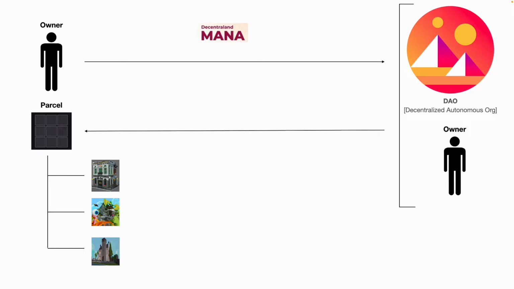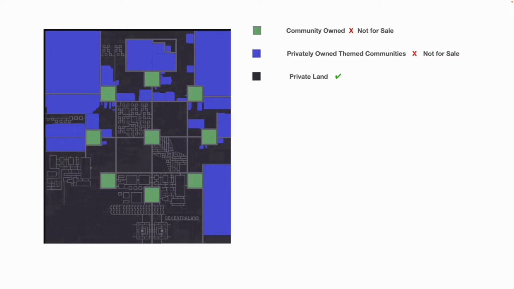On the parcels, they can create static scenes and interactive experiences. Some parcels are held by the community and organized into districts and themed communities. As you can see in the Decentraland map, parcels marked in green are owned by the community, which are not for sale, and purple ones are privately owned themed communities, again not for sale. Finally, the private lands marked in gray are the ones available for sale or purchase.